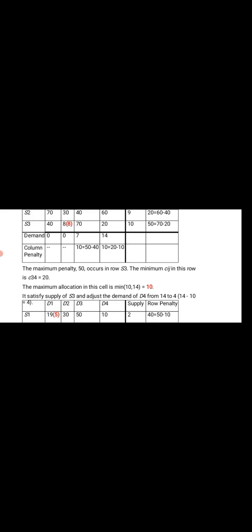Next, you have to use the remaining cells with the same methodology, row penalty and column penalty. The procedure is repeated till the IBFS values are received. So now the maximum penalty is 50, which occurs in row S3. The minimum Cij in the row is C34 is 20. So the minimum value of 10, 14 is 10.